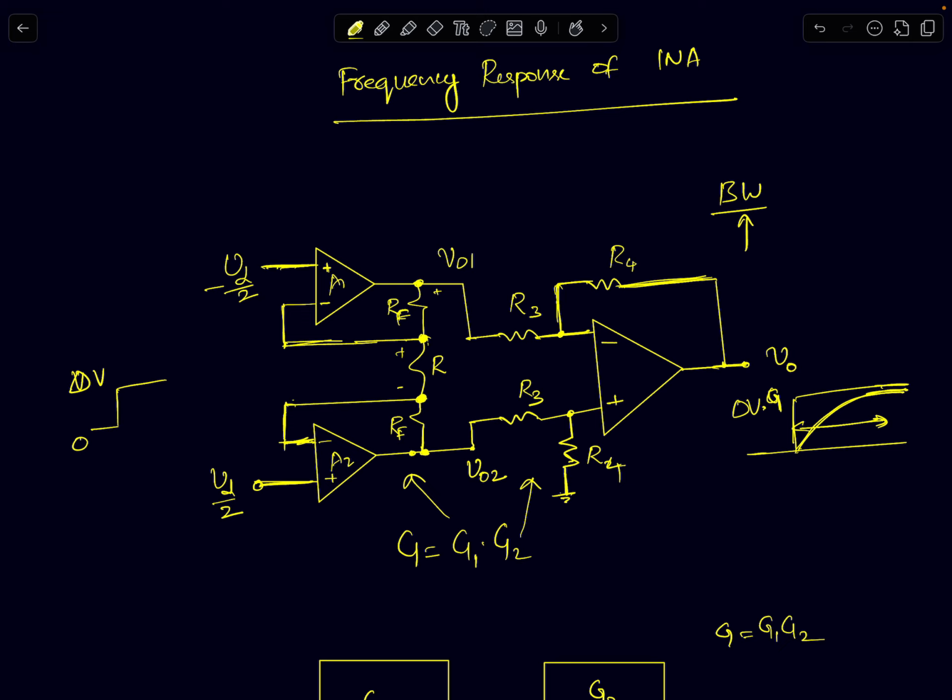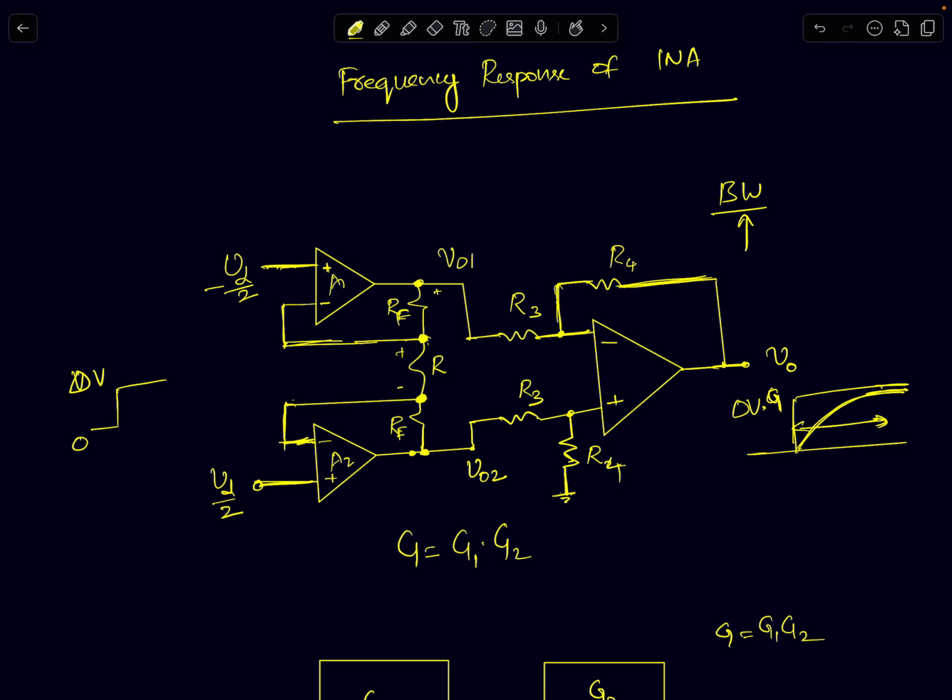Now, to analyze the frequency response, we will mainly focus on the differential frequency response. Common mode, anyways, doesn't matter. The amplifier is supposed to reject all the common mode signals. It's only supposed to amplify the differential signals. So we'll only consider the differential response of the circuit.